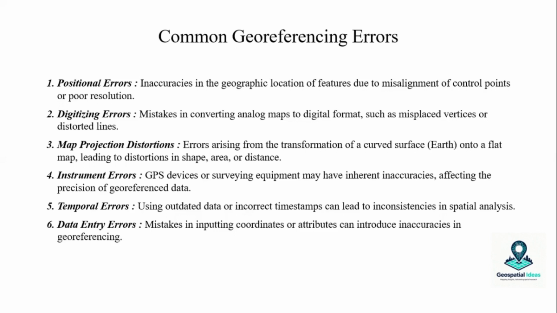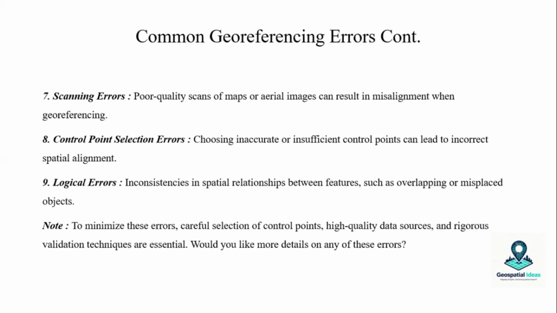Then we also have temporal errors, that is, using outdated data or incorrect time stamps. It's also more likely to give you inconsistencies in your spatial data, and that is going to affect the outcome of your results. Then data entry error. If you mistakenly put any wrong coordinates as a control point, then it will affect your georeferencing process and the end product you are going to have. That is another thing you need to take note of.